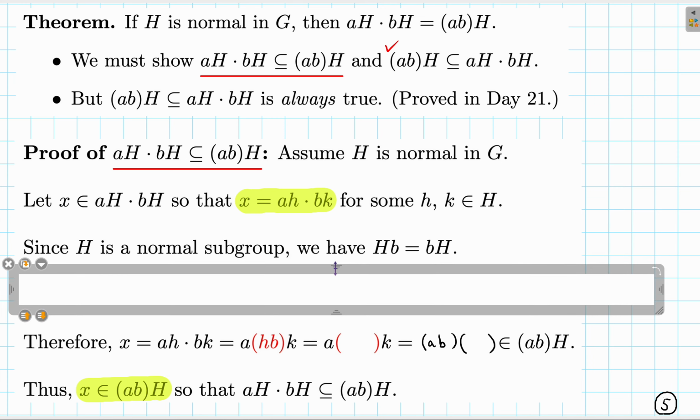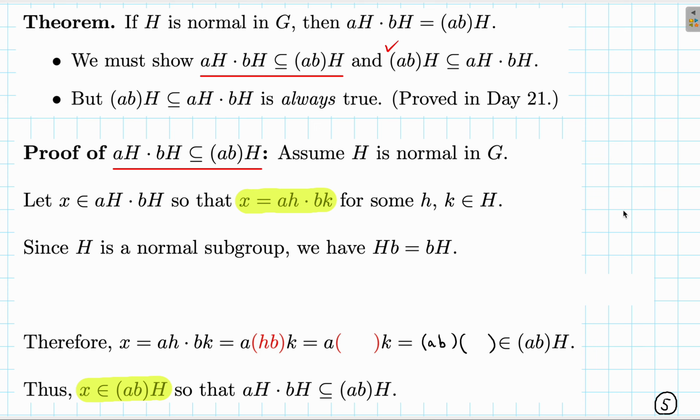Now, since H is a normal subgroup, we know that left and right cosets are always equal. In particular, we have the right coset Hb is equal to the left coset bH. And therefore, we don't necessarily have element by element equality, but we can say that an element in the right coset, little hb, is equal to some element in the left coset, namely b times j, where j is an element of the subgroup H.